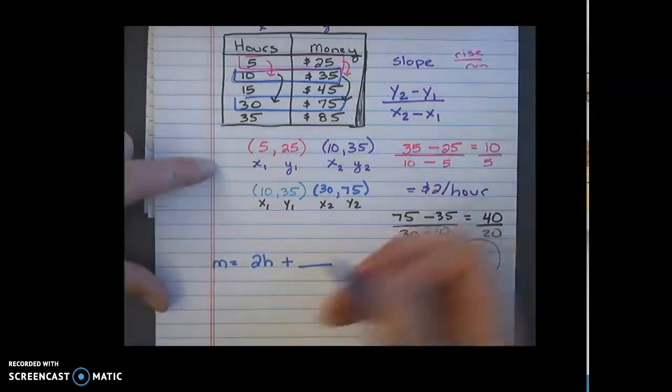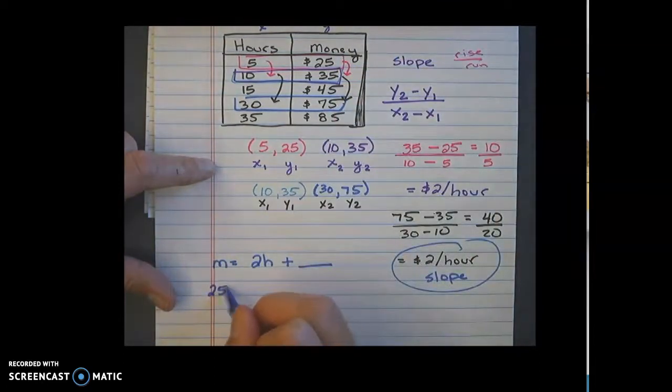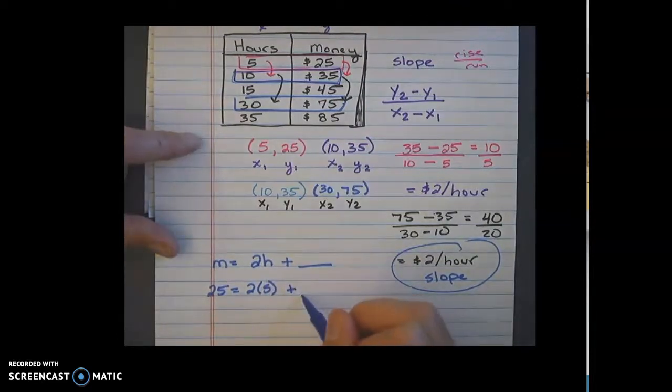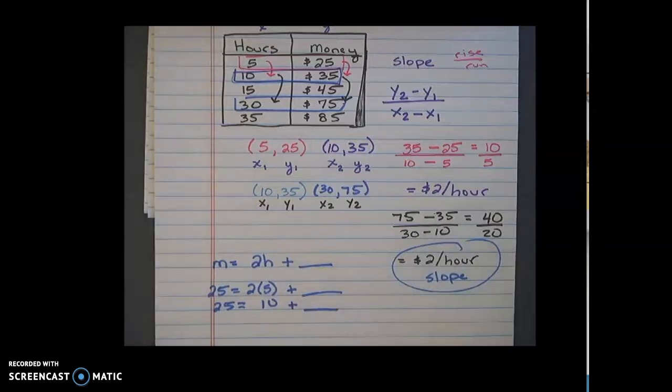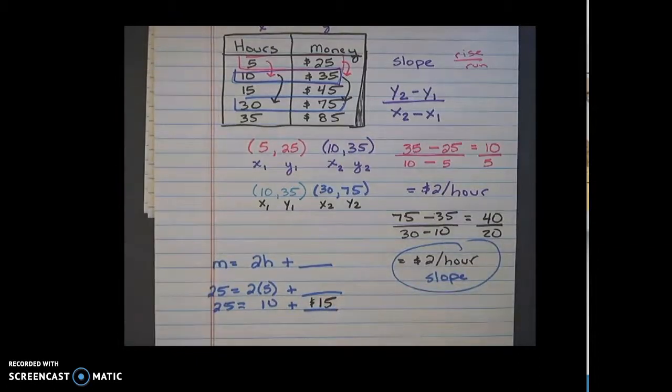In this case, we could probably figure it out. If he worked for 5 hours, and he made $25, $25 is equal to $2 an hour. Well, if he worked 5 hours, he would only make $10. So what would have to be in here for me to get from 10 to 25? So if I wrote this out, 25 is equal to $10 plus what? Well, it looks like he made $15 some other way. Somehow he ended up with $15. Maybe that was some starting amount.